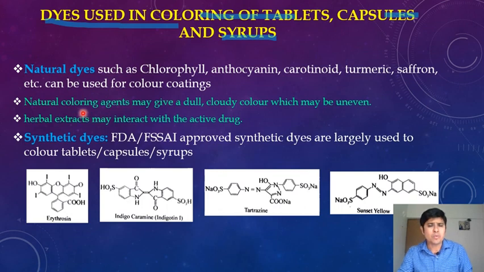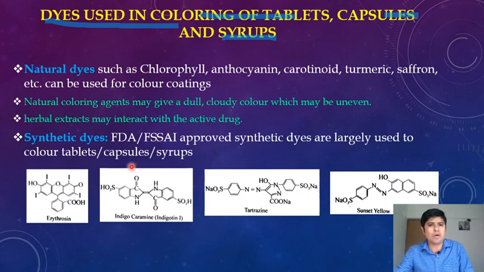Now see, what are the disadvantages of these natural dyes? Natural coloring agents may give a dull, very faint color. It may sometimes be cloudy, and may be uneven. There will not be an even coating of that color on the substrate.